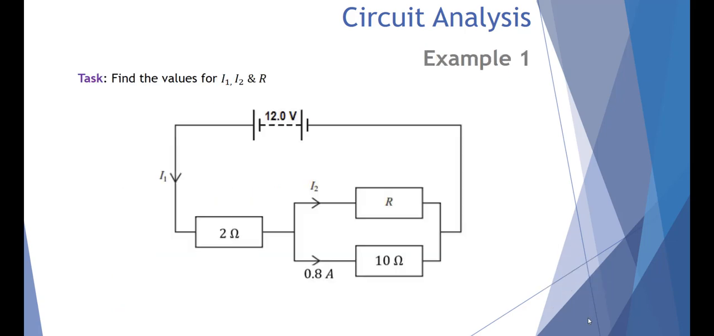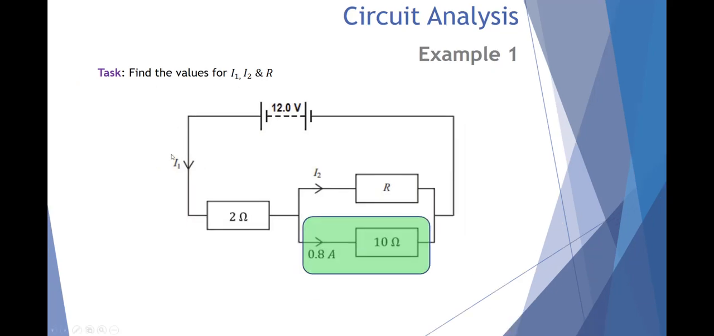So in this circuit, we're asked to find the value for I1 over here on the left, for I2 on this branch, and for R, the resistor in the branch. Let's go through this. Sometimes the challenge is where to start in this type of problem. It's like unraveling a ball of twine or string. You've got to start from the simplest part and work forward from there.